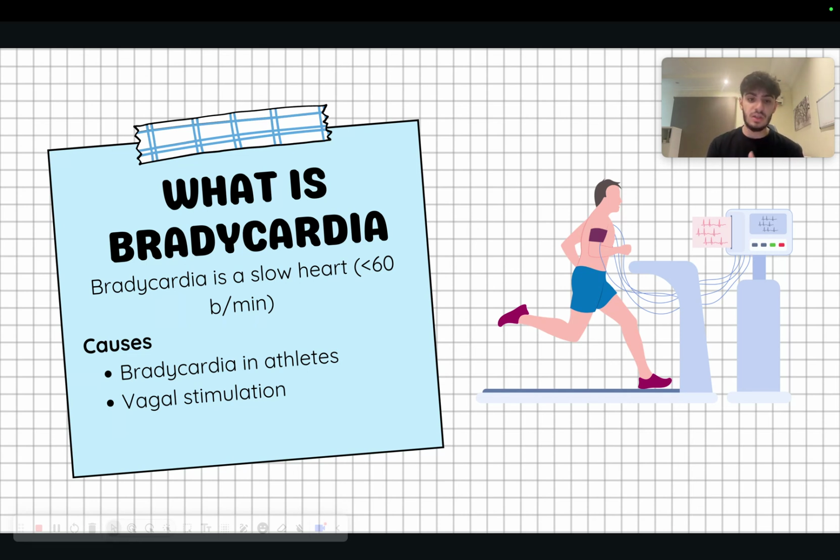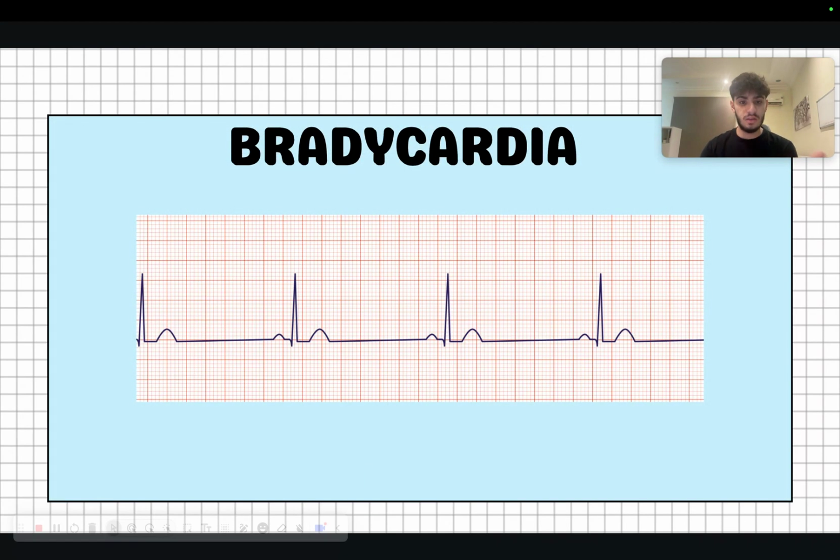Vagal stimulation enhances parasympathetic activity, which releases acetylcholine, and that makes the heart beat slower. And there's an image, as you can see here, the RR intervals are much bigger than in the tachycardia, and you can see there's obviously a very low heart rate here.